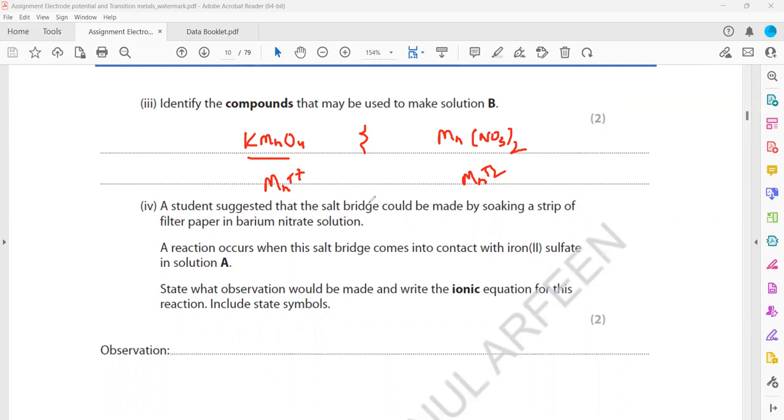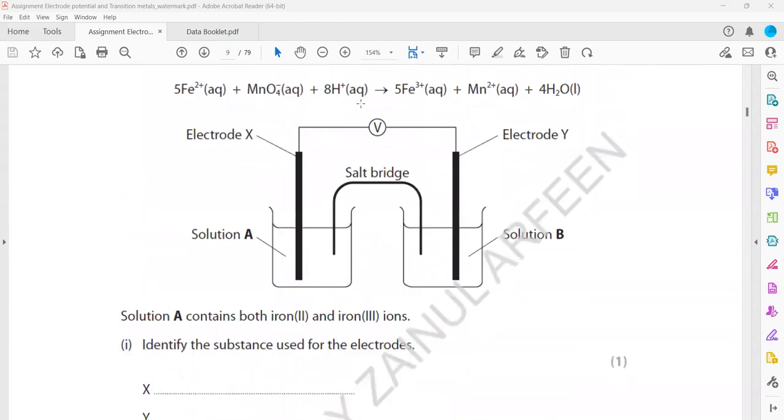A student suggested that the salt bridge could be made by soaking a strip of filter paper in barium nitrate. The reaction occurs when the salt bridge comes in contact with iron 2 sulfate in solution A. State what observation would be made and write an ionic equation. If a salt bridge is made up of barium nitrate, barium will combine with sulfate ion to form barium sulfate. Normally we use group 1 nitrate salts, so they are all soluble. If this was barium nitrate, Ba is there and NO3, and there is a sulfate ion.